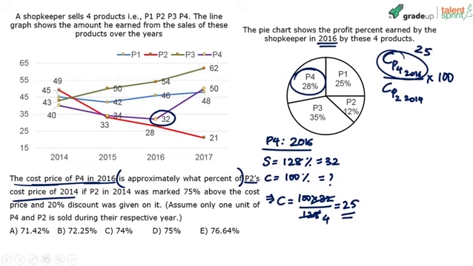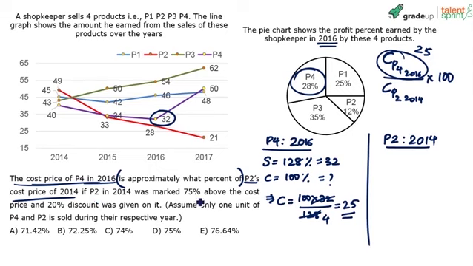Right? Yes or no? Cost price of product 4 in 2016 comes out to be 25. Now, do it for the other product. Product 2, 2014. The challenge here is we don't have profit percentage data. See, for 2016, the pie chart is given, but not for 2014. However, what do we know?